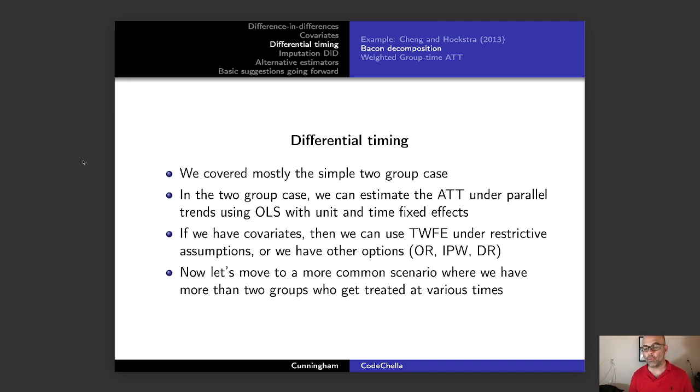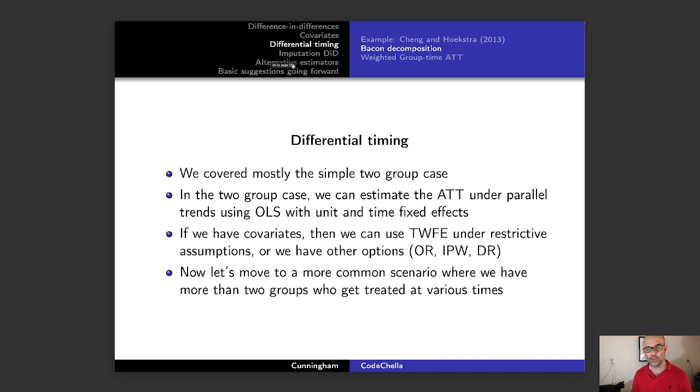Okay. Now we're in the differential timing. So basically, the way the differential timing is going to work is we're going to do the Bacon decomposition. We're going to do three papers: weighted group time, imputation, and diff-in-diff. We're not going to be able to cover fuzzy. I don't even see us being able to cover matrix completion, but we'll see. I apologize. I am slow as molasses, as my mom would say.